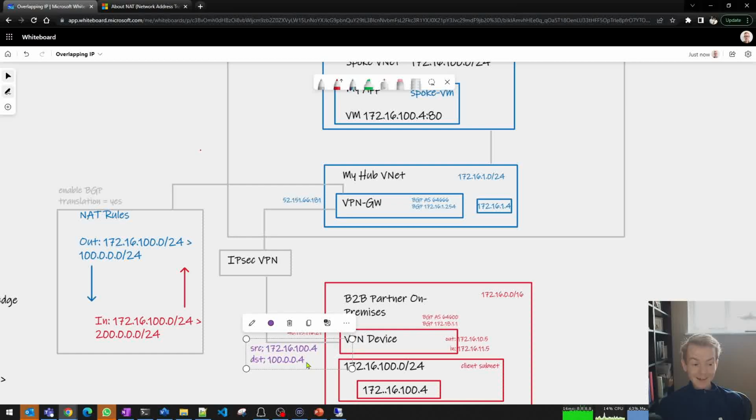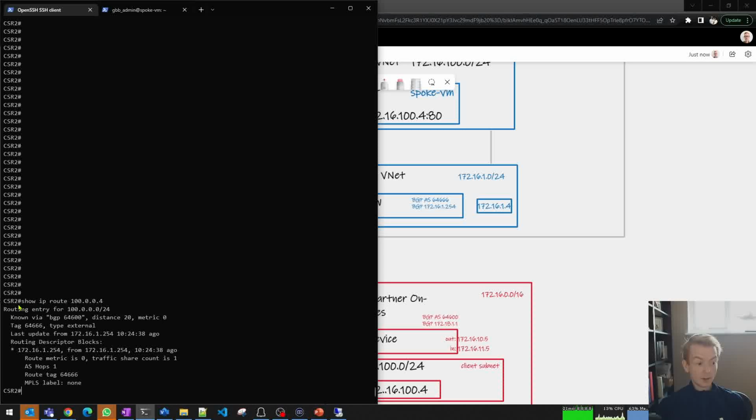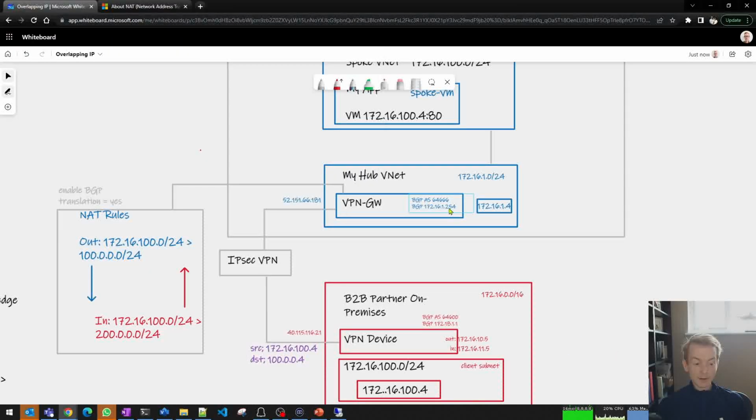When the VPN appliance gets the packet, it's with this information here. So sourced from 172.16.100.4, destined for 100.0.0.4. My VPN device needs to know I should send traffic destined to the 100 range inside of that IPsec tunnel to Azure. In our case, how does that happen? Very simply, on our VPN device, if we do a show IP route for that destination, we see that it's known via BGP. The next hop is this address here, which is the other end of my BGP session on my VPN gateway in Azure.